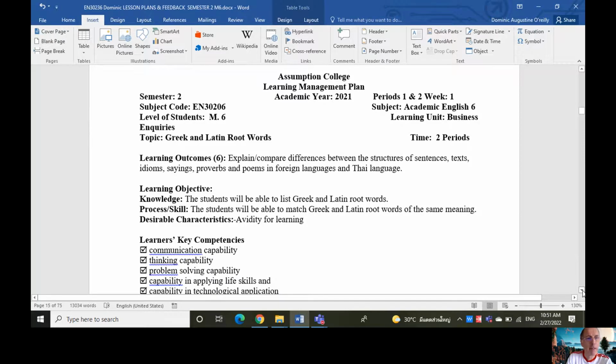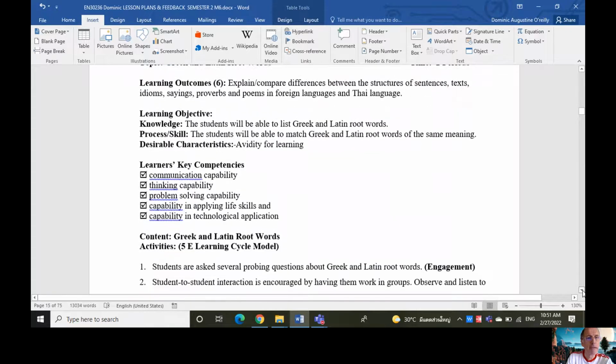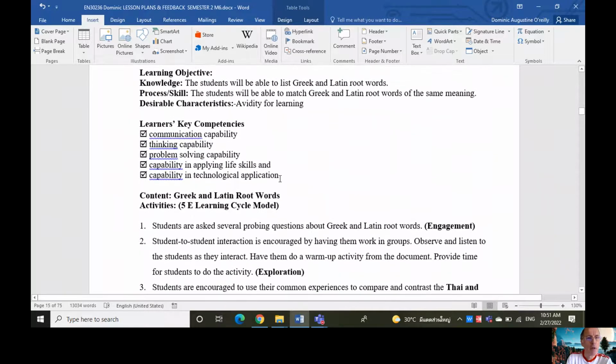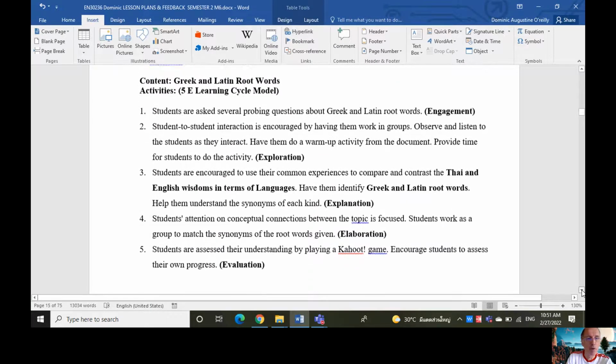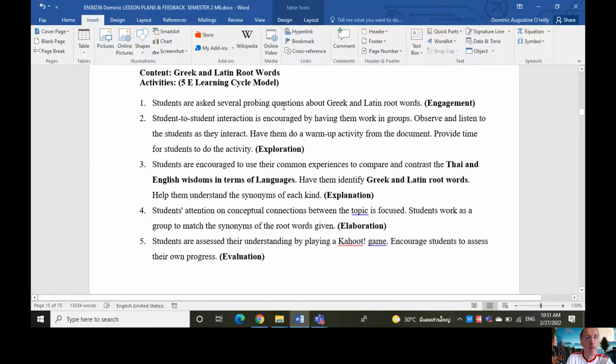Right, now, let's have a look at this. The boxes that you tick depend very much on the content of the lesson plan. So it's important to quickly scan through the lesson plan. All right, so students are asked several probing questions about Greek and Latin root words. That's the engagement. Student-to-student interaction is encouraged by having them work in groups. So working in groups, we will be ticking a box to do with that.